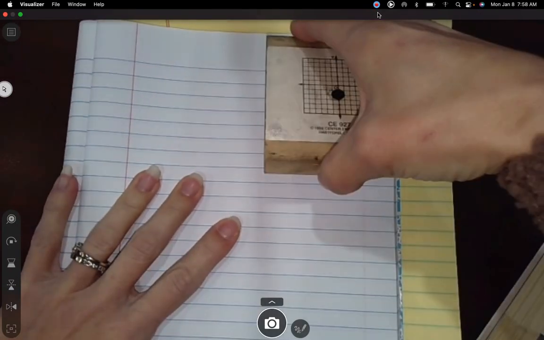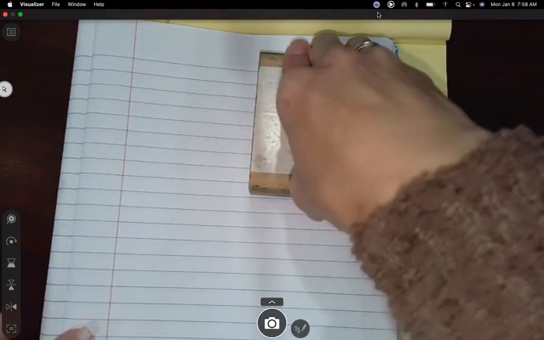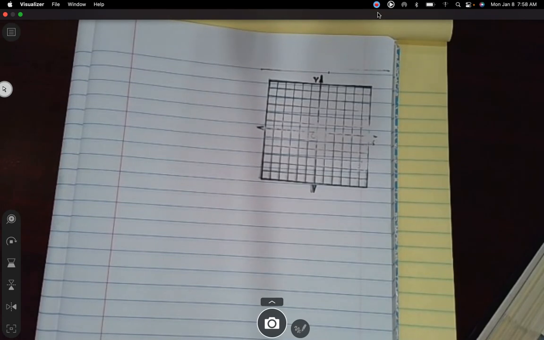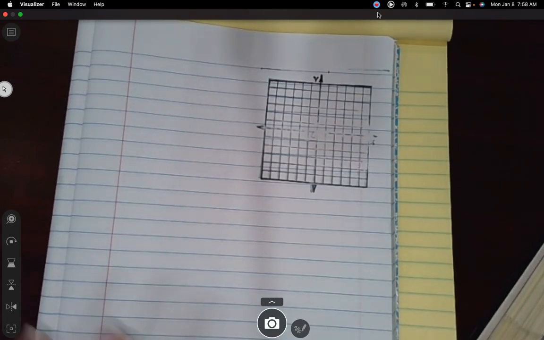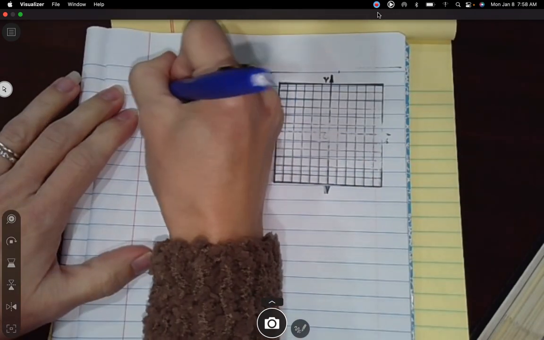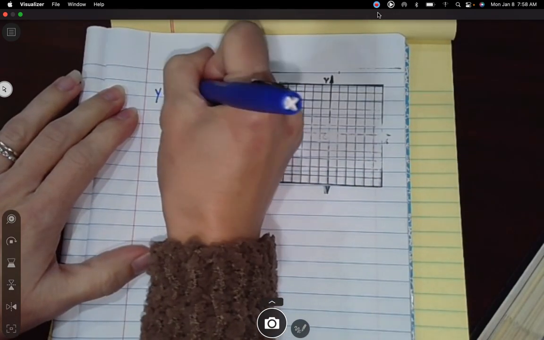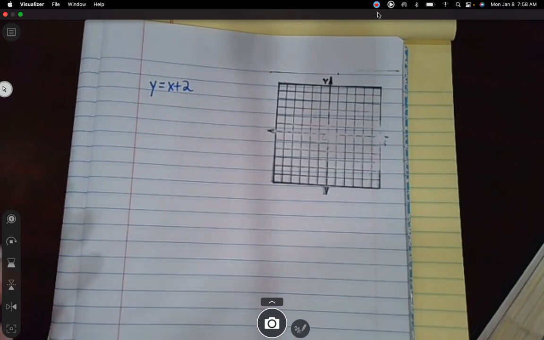So I'm going to put a little graph. It's not the best, but it'll work. Okay, the first ones I'm going to start with are a little bit easier. So I have y equals x plus 2. That one's ready to graph.